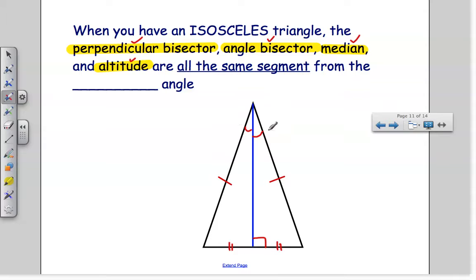Now, which angle are we going from with this segment? This is from the vertex angle of an isosceles triangle. You have that one segment being really all four special segments at once. So kind of a cool thing about an isosceles triangle here.